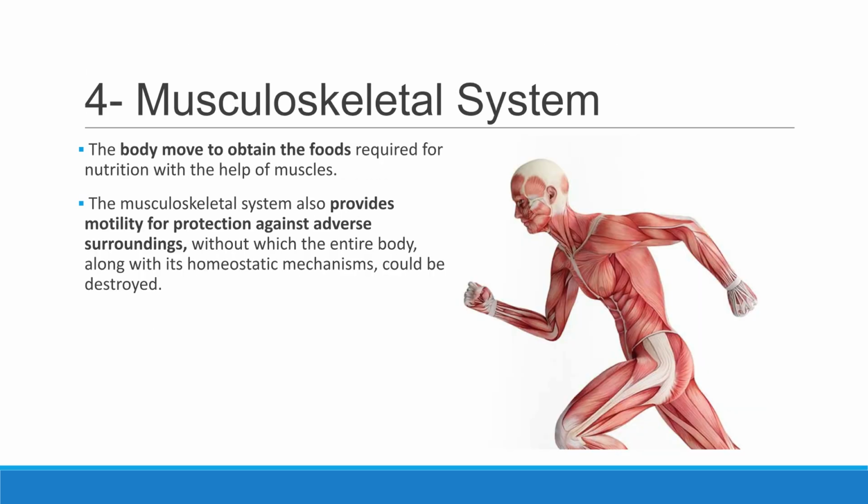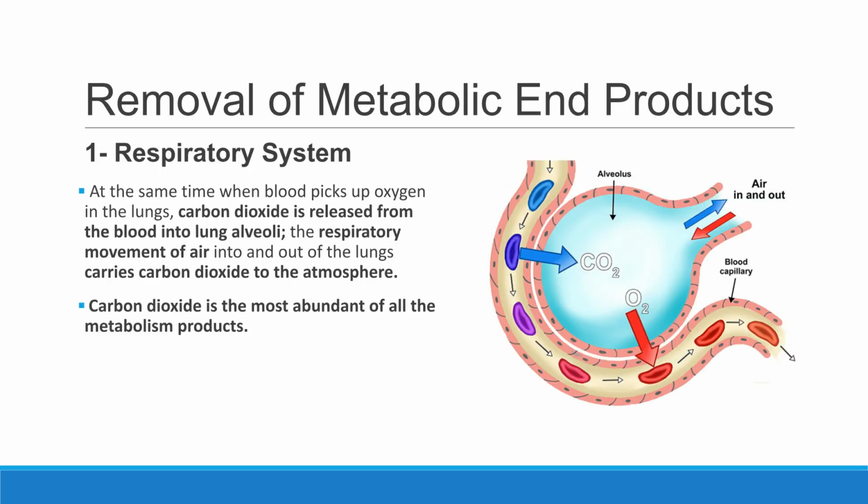The musculoskeletal system enables the body to move, which is necessary to obtain food for nutrition. It also provides motility for protection against harmful surroundings. The respiratory system removes carbon dioxide, the most abundant metabolism product, by releasing it from the blood into the lung alveoli, which is then carried away by air.